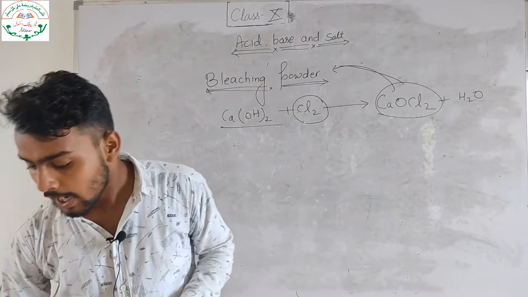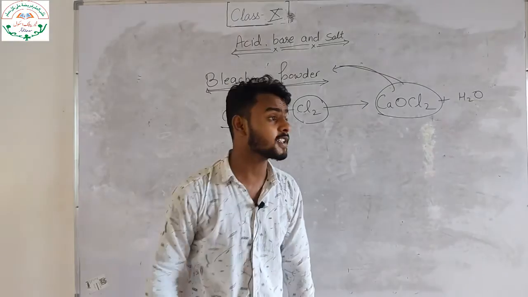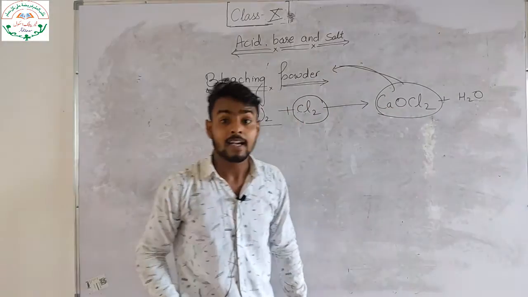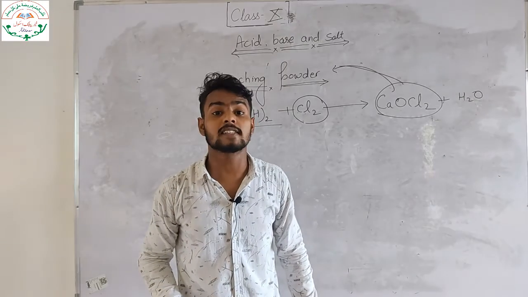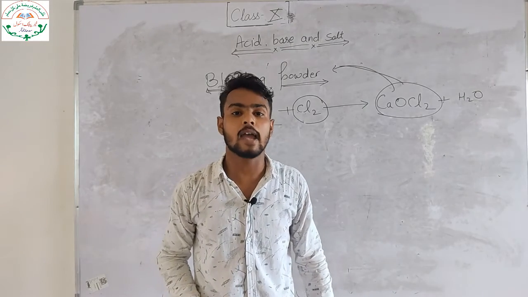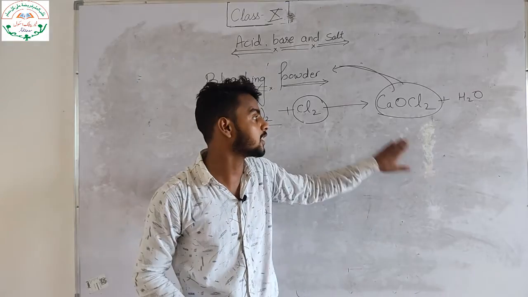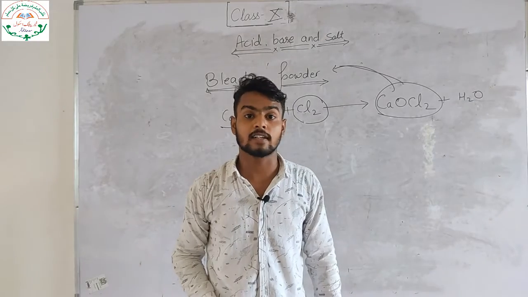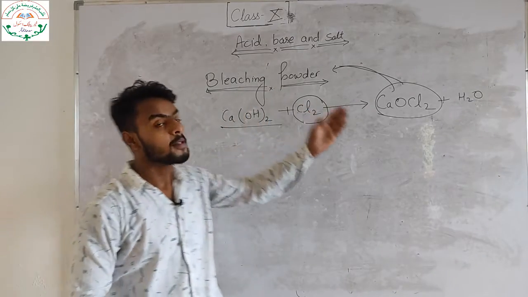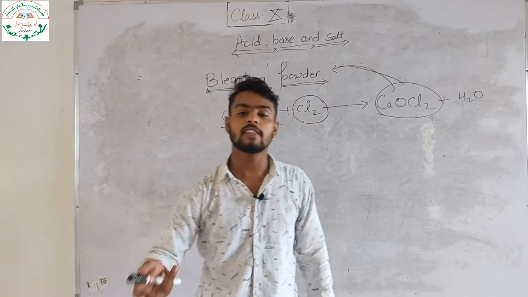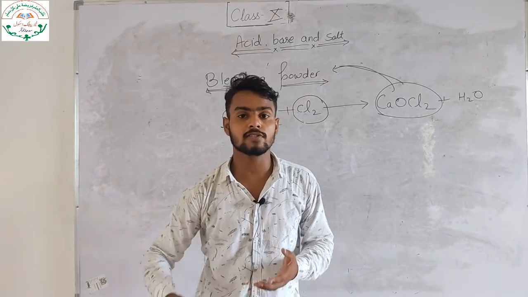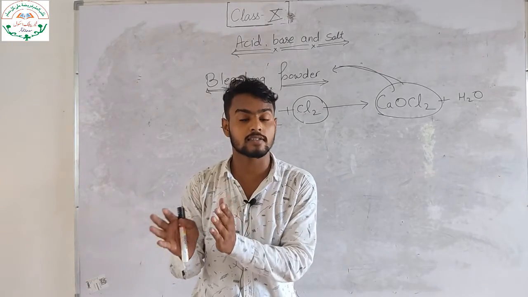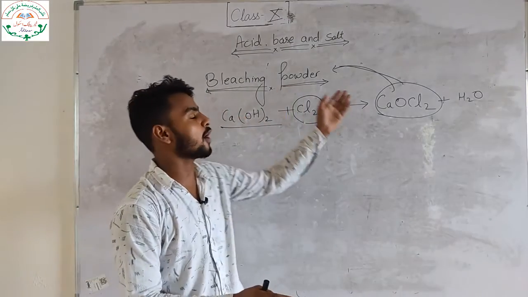And another use is as an oxidizing agent. It is also used as an oxidizing agent in the laboratory. Where is bleaching powder used? In the factories, in industries, in reducing the color of the clothes. These are the uses of the bleaching powder.